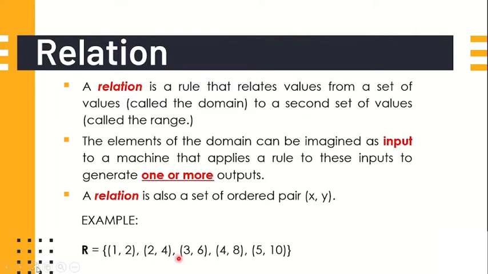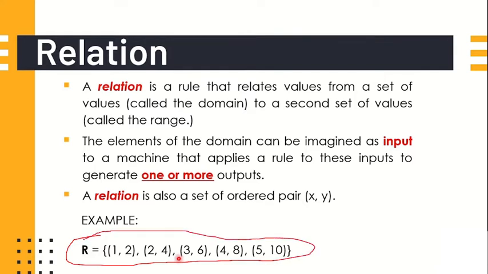Okay, so we have an example here. This is the relation, students, this is the set of relation. These are the elements of the relation, these are our ordered pairs: (1, 2), (2, 4), (3, 6), (4, 8), (5, 10). This is a sample of the set of relation.